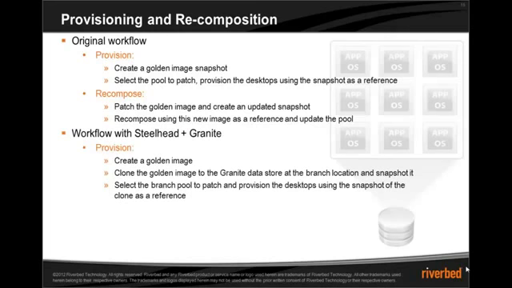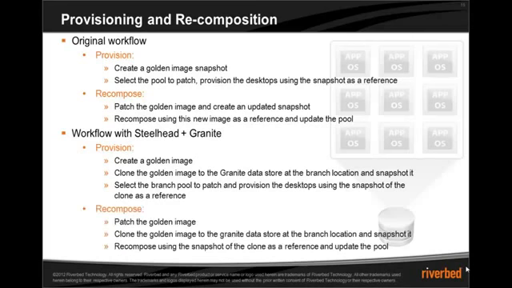How this changes with the Steelhead plus Granite workflow is, for provisioning, you first create a golden image, then this image is cloned out to the Granite data store at the branch location, where you then create your snapshot in the branch. You then select the branch pool to patch and provision the desktops using the snapshot you created there on Granite as a reference. When recomposing desktops, you will perform the same patch process for the golden image, but then you clone that golden image to the Granite data store again at the branch, and there you'll again create your snapshot. The update to the pool then will happen from this snapshot. So this will give you an idea of how this process will work, leveraging the ability to project storage from the data center out to the edge.